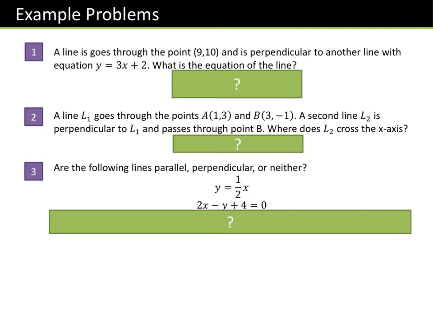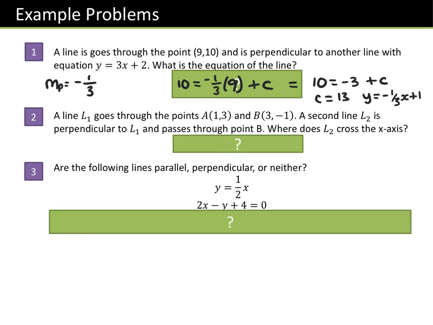Then, types of examples of problems. A line goes through the point 9, 10 and is perpendicular to another line with the equation y = 3x + 2. What is the equation of the line? If it's perpendicular to this equation, that means our gradient is going to be -1 over 3. This is the gradient of the perpendicular line, and you can see I'm putting MP. We've been given a point, so now I can substitute in my values. 10 equals -1/3 lots of 9 plus c, which means 10 equals -3 plus c. c equals 13. So the equation of the line is y equals -1/3 x plus 13.